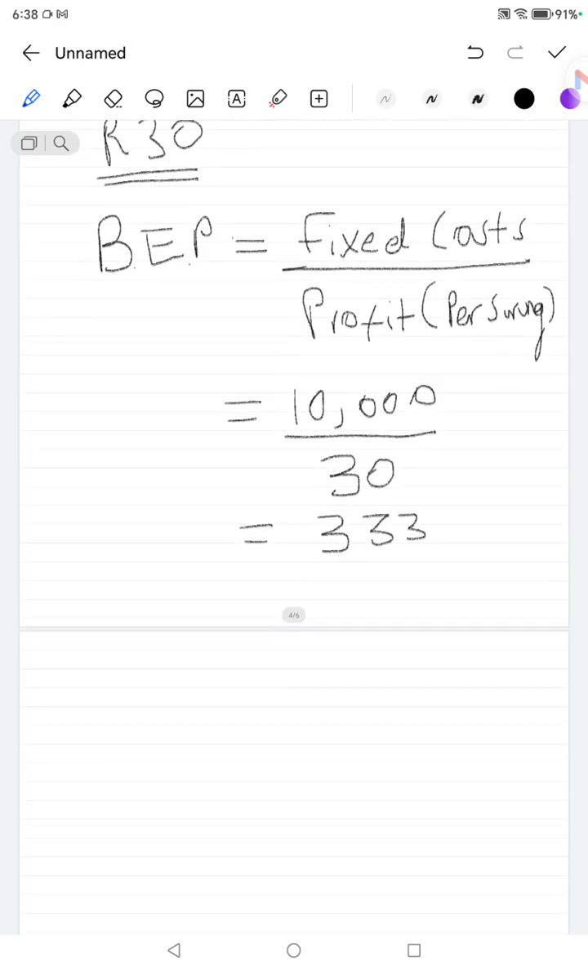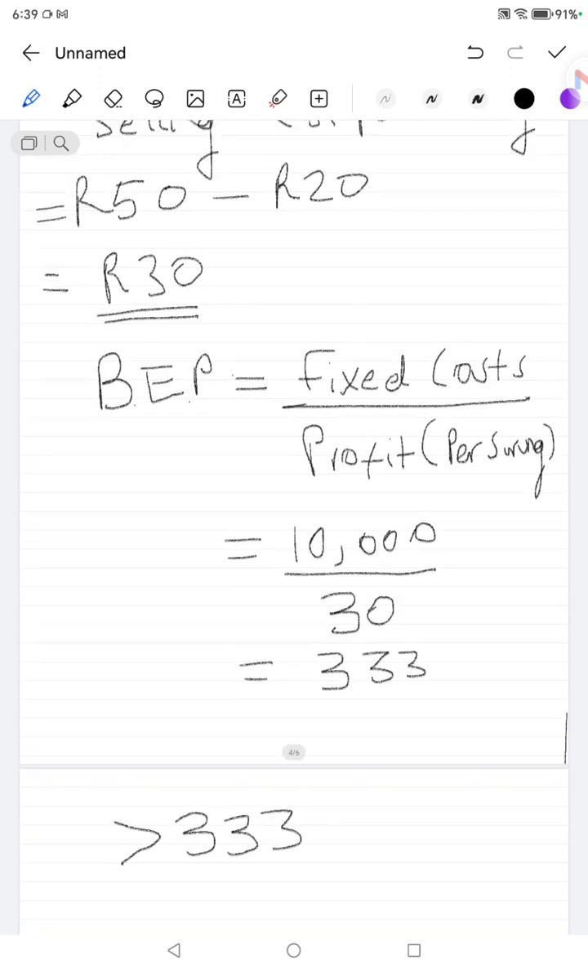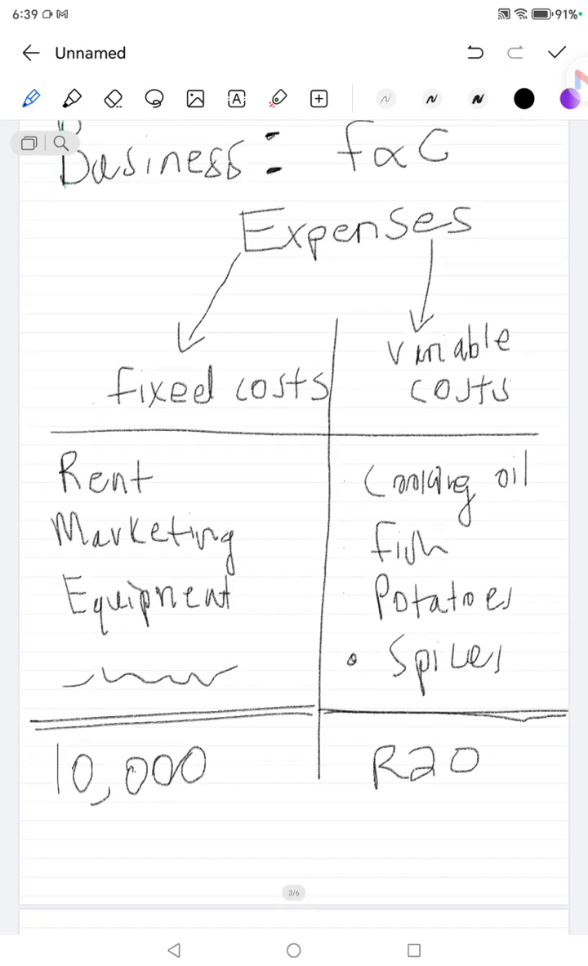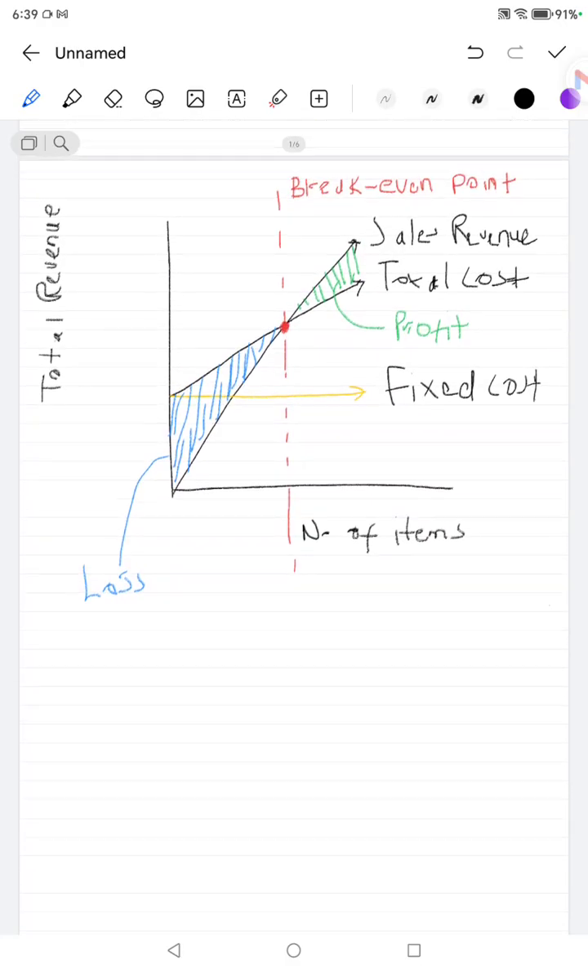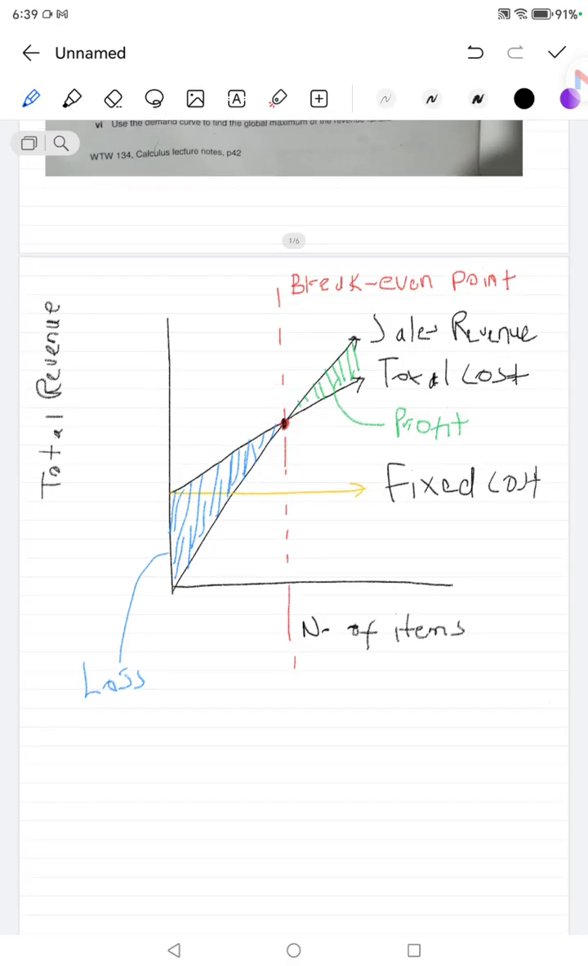So it means now, in order to make profit, you would at least need to sell greater than your 333. So now it means our 333 will be at this red dot. It would be here. But in order to make profit, it means we have to sell more than that, you see.